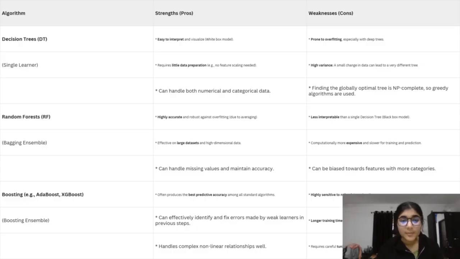The weaknesses are: in decision tree we have proneness to overfitting, high variance, and difficulty finding the globally optimal tree. Then in random forest we have less interpretability, more expense, and it can be biased towards features with more categories. Then in boosting, we have high sensitivity to noisy data, longer training time, and tuning of hyperparameters.